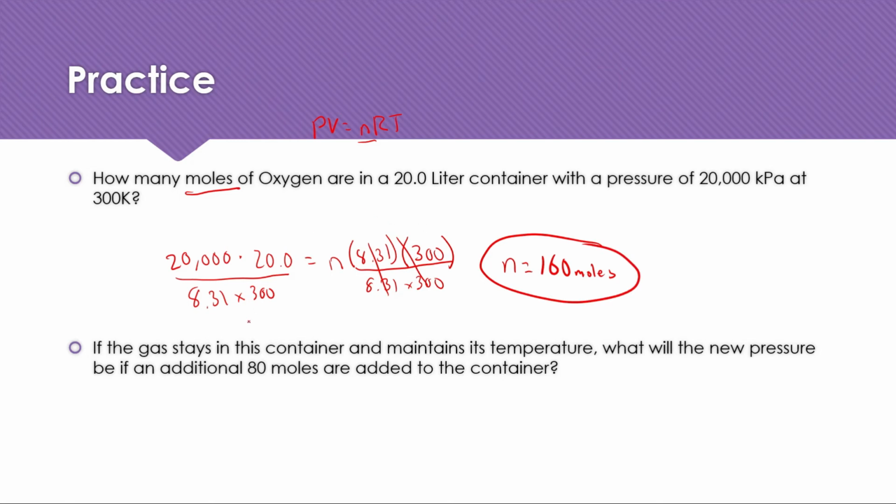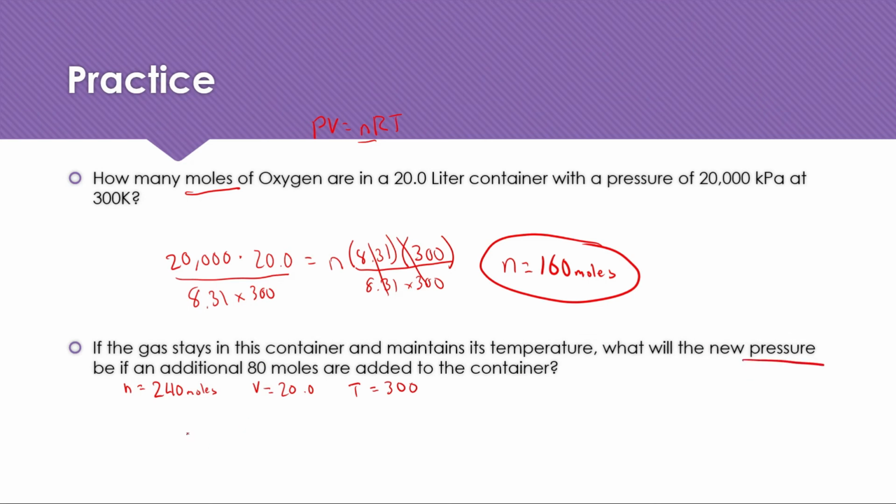Second one says, if the gas stays in this container and maintains its temperature, so we know we're going to be keeping the same 20 liters and the same 300 Kelvin, what will the new pressure be if an additional 80 moles are added to the container? So now we know that n equals 160 plus 80, which is 240 moles. Our volume is still 20 liters. Our temperature is still 300 Kelvin. And we are attempting to solve for pressure, P.